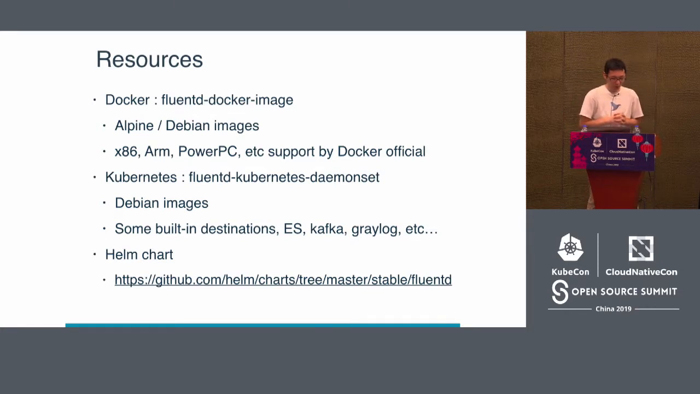And on Kubernetes, Fluentd provides a Kubernetes DaemonSet setting and Docker images. These images have several built-in destinations, like Kafka or Elasticsearch. And of course, it's easy to use your own destination with these images. And I'm not sure, but the Helm chart provides the Fluentd images as a stable version. So if you use Helm, you can also use these Helm chart images in your environment.